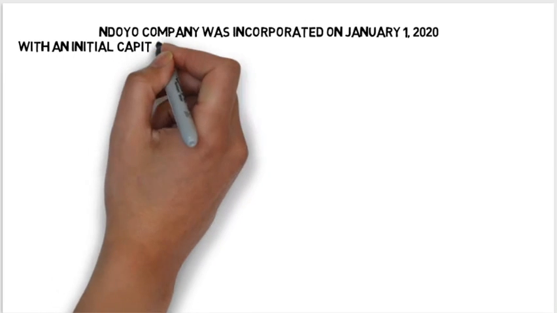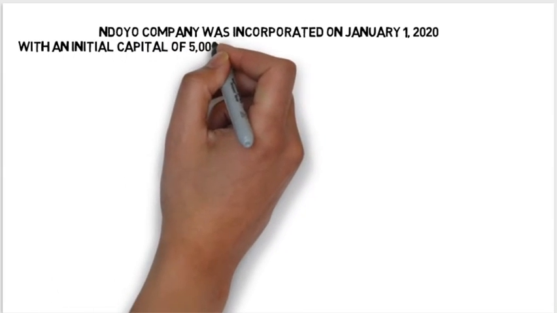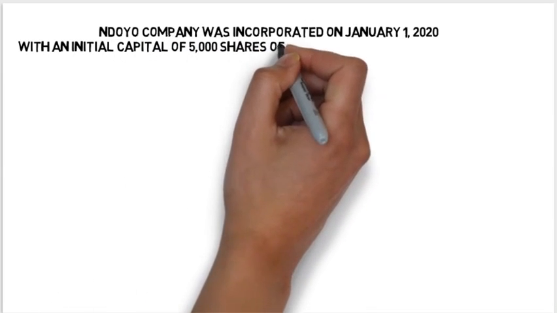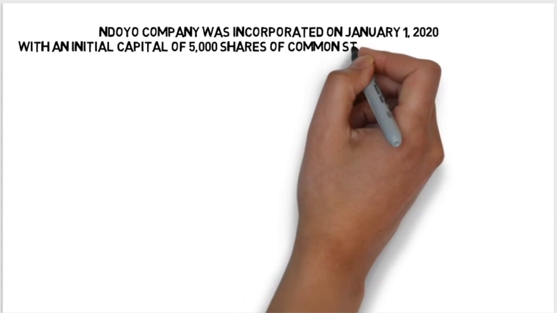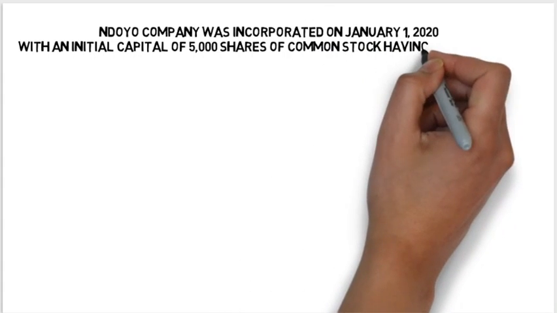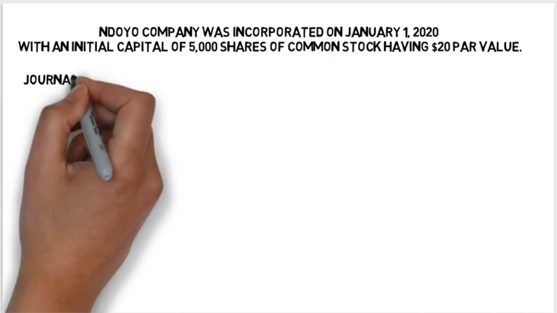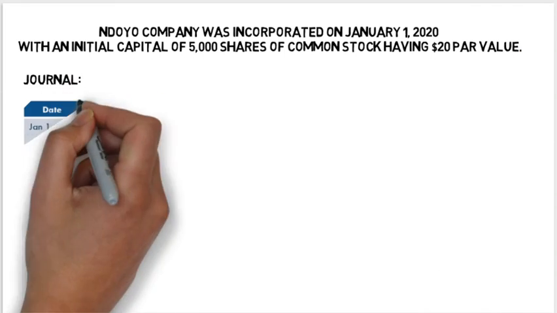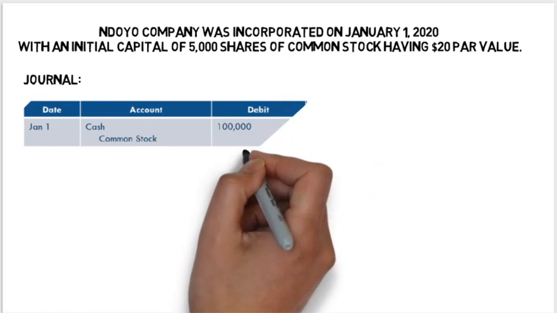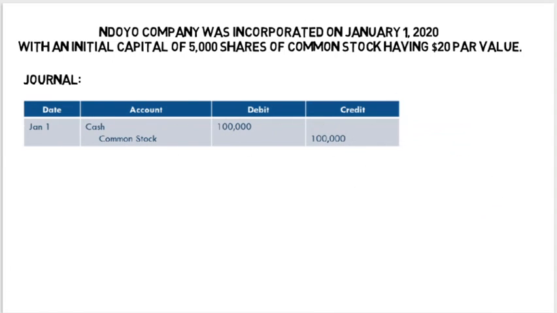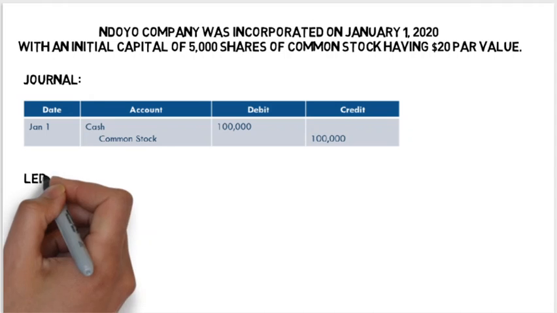Indoyo Company transaction. Indoyo Company was incorporated on January 1, 2020 with an initial capital of 5,000 shares of common stock having $20 par value. From this transaction, we have to make a journal. After making a journal, it will show two accounts: first, cash in debit, and second, common stock in credit.